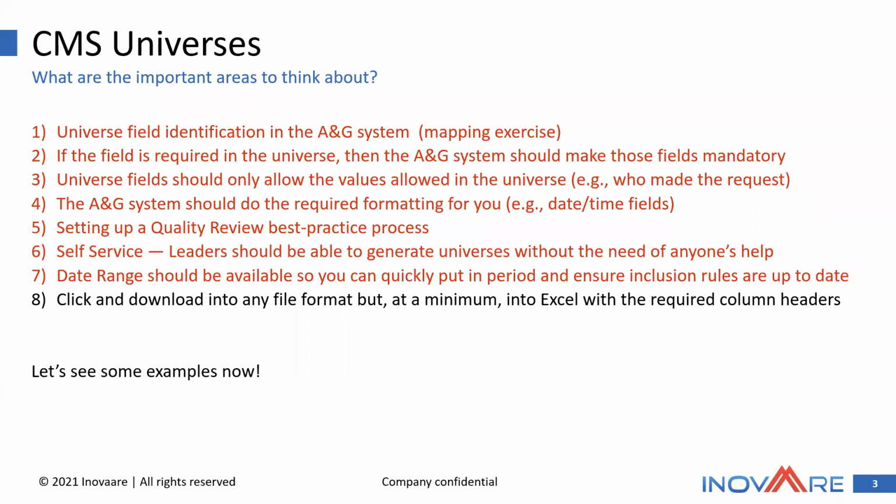The second and last area, I should say, is the ability to produce one-click universes. With one click, you should be able to download that universe. The universe should be able to be put in a file format of any kind that you want, but at a minimum, it should give you the opportunity to put it in Excel, and you should be able to have all the required column headers. The one other best practice I would recommend is to add one additional column for the case numbers. This is going to help you quickly assess what cases are being requested by the CMS reviewers.